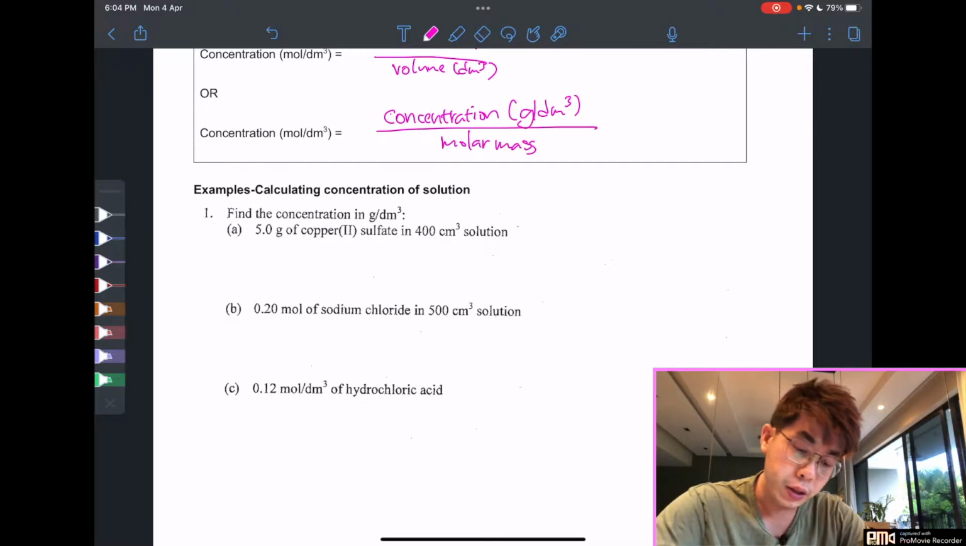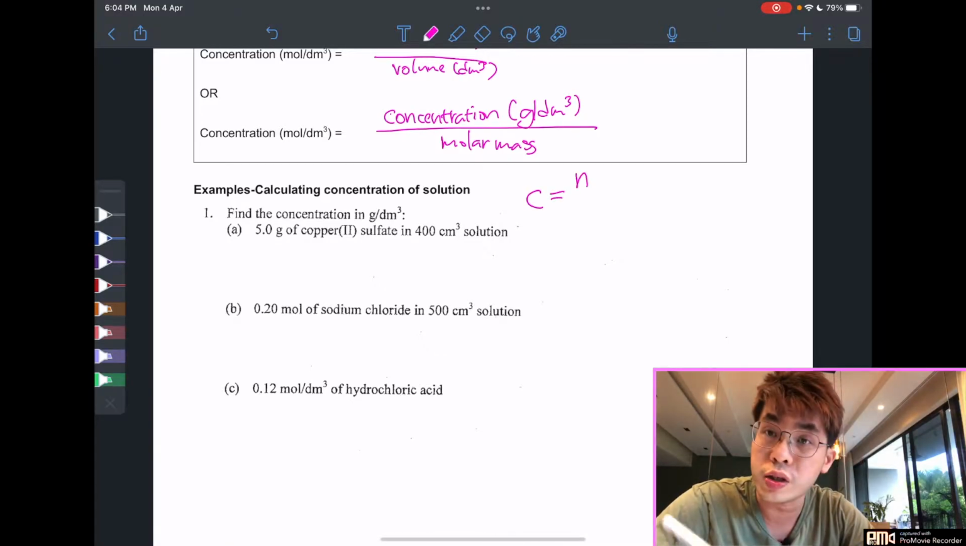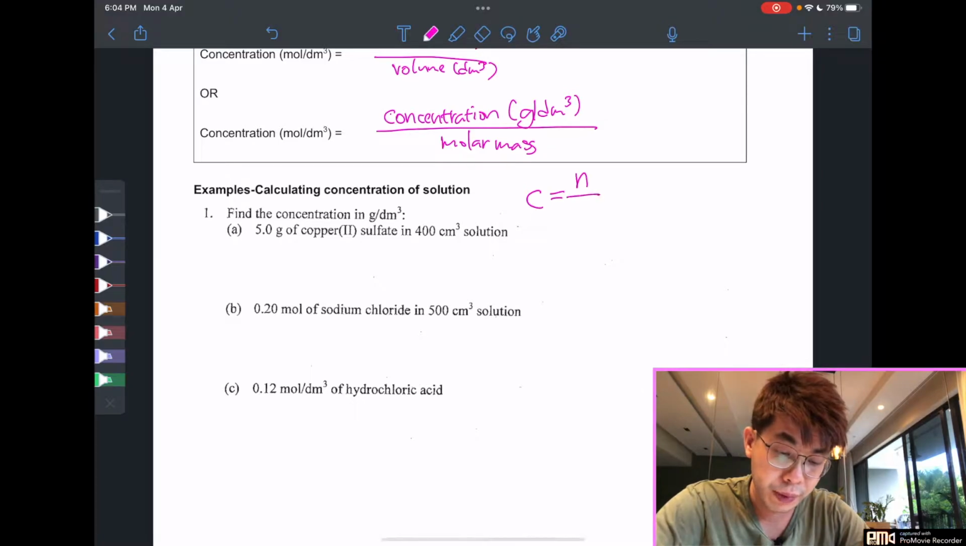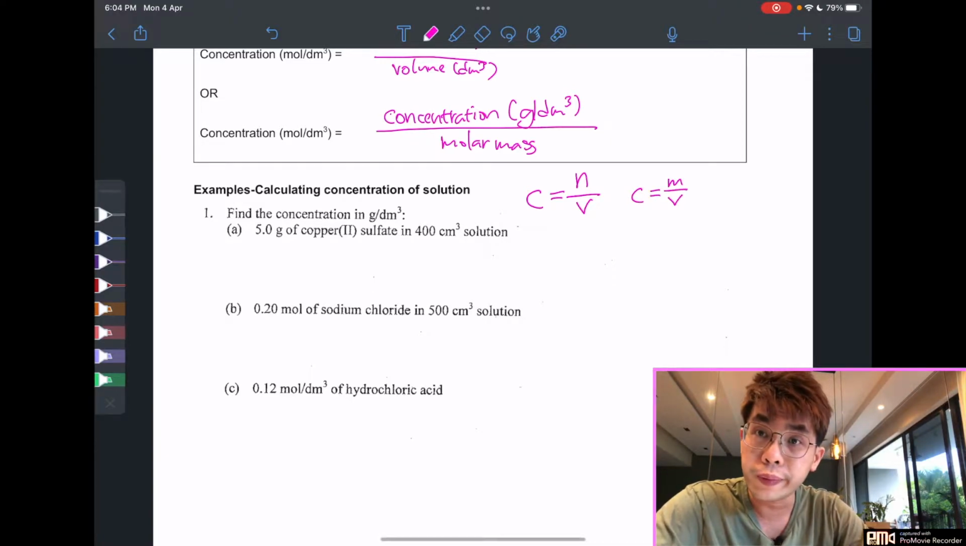The formula for concentration is, if I let C be concentration, concentration equals number of moles, which is usually given as n, divided by V. Or if it's mass per volume, then concentration equals mass divided by volume, right?